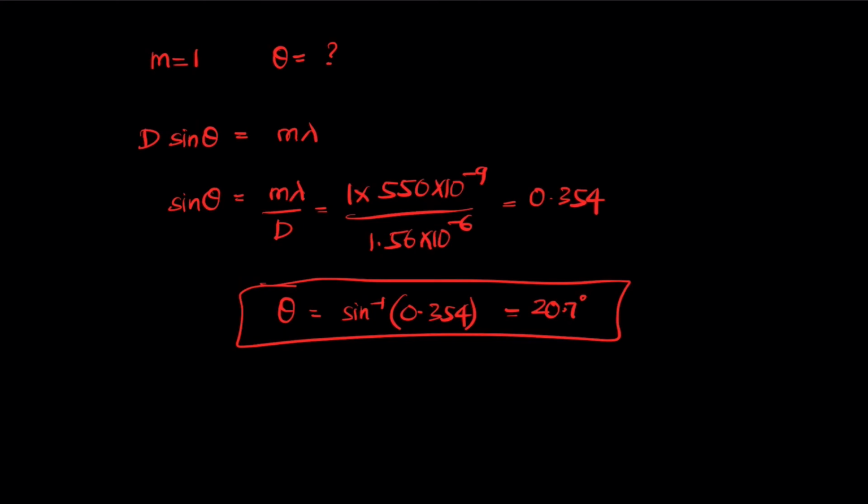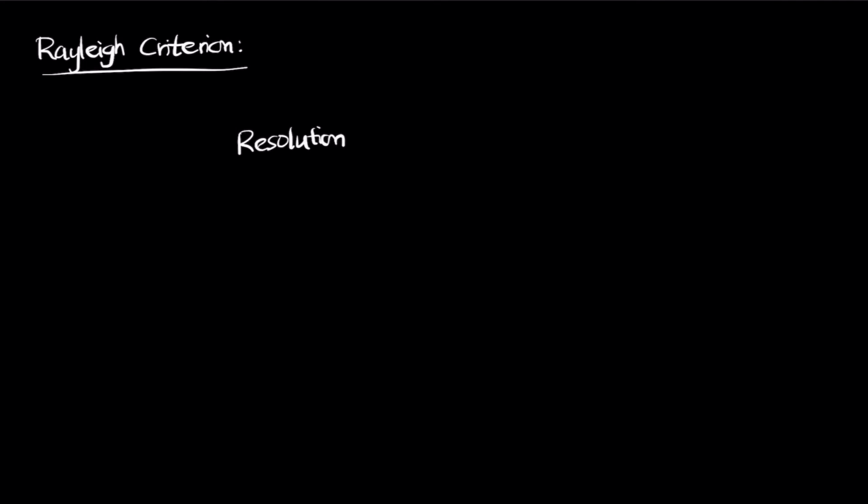Now, let's discuss the last concept in diffraction, called the Rayleigh criterion. The Rayleigh criterion puts a limit on the resolution of light. So the question comes back, what is resolution? Resolution is how well you can distinctly look at two images and separate them. So when you look at two objects, how can you distinctly separate these objects?